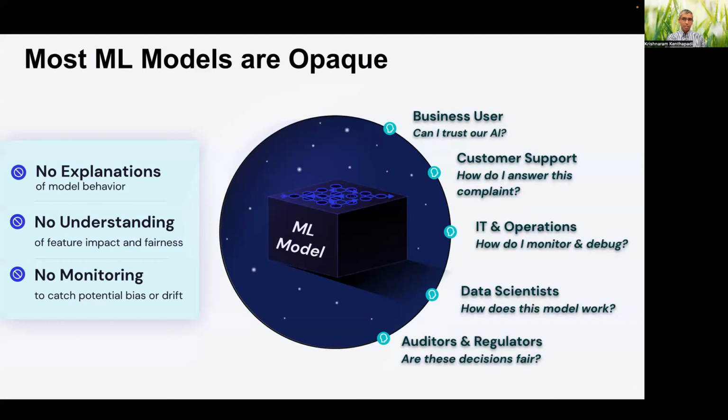As a result, the practitioners often don't have visibility into how the models are behaving once they are deployed in production. This affects a variety of stakeholders, ranging from, say, business users who wonder whether they can trust the machine learning or AI models, to data scientists who are perplexed as to how the model is working in practice, or auditors, regulators, and other interested entities who wonder whether the decisions made by the model are fair or not.